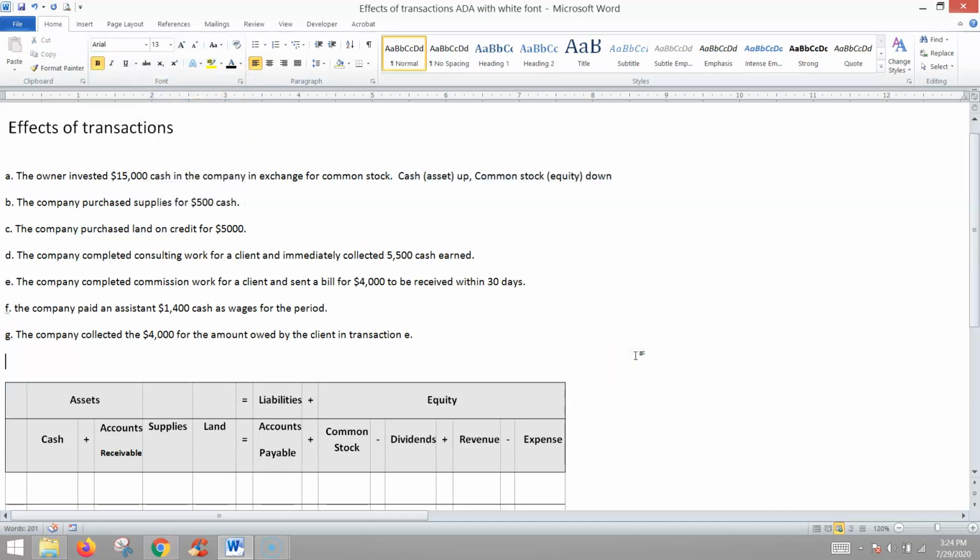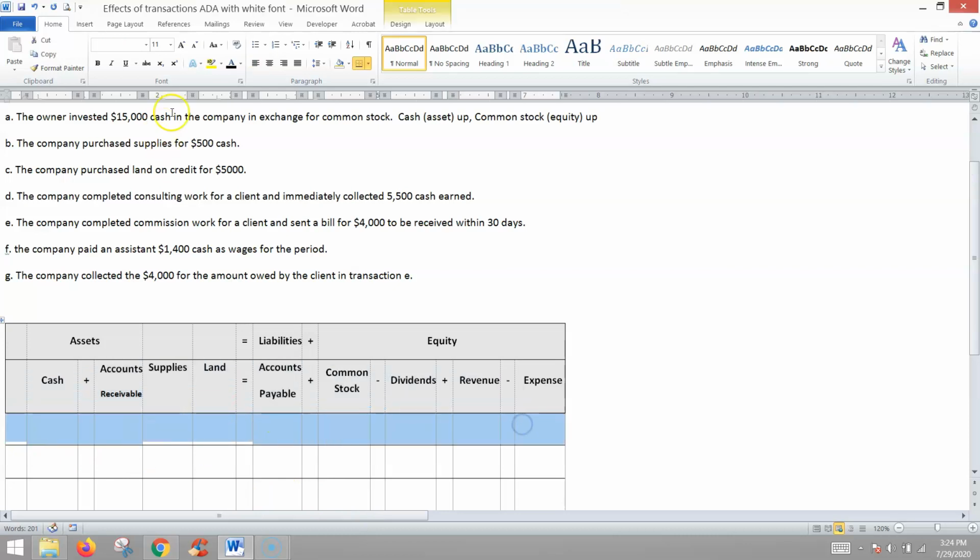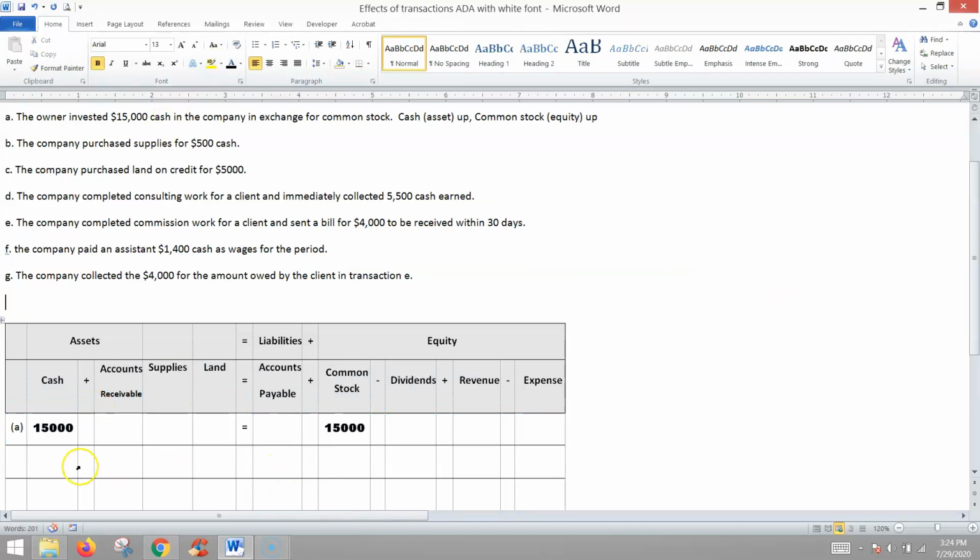Cash, which is an asset, is increasing. It's going up. We are bringing cash into the business. And common stock, which is an equity account, is also going up. Now there's equity in the business. So if we use our chart to record the transaction, we're going to increase cash by $15,000 and we're going to increase common stock by $15,000.